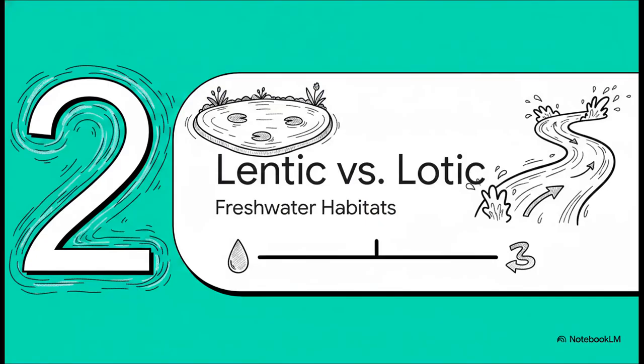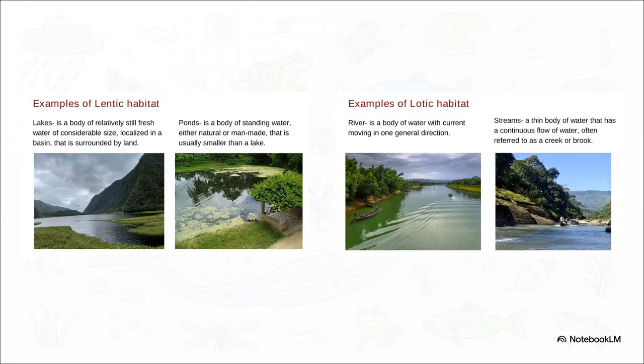Moving on to Section 2, lentic versus lotic habitats. Now, this divide is absolutely fundamental. On one hand, we have standing, relatively still water localized in a basin. Think of your classic lake or pond. Then, on the other hand, we have water with a current, moving continuously in one general direction, like a river. These physical states dictate entirely different rules for survival. I mean, a fish evolved for a calm, lentic basin would seriously struggle to survive in a rushing, lotic river. It's kind of like putting a couch potato on a treadmill.